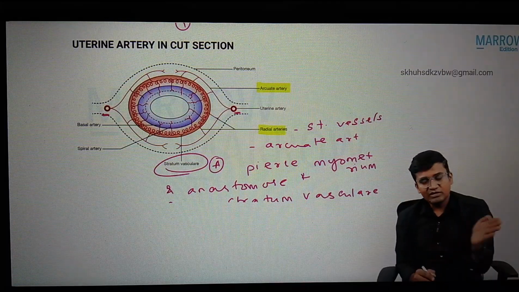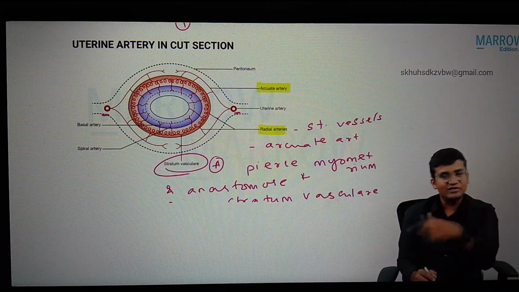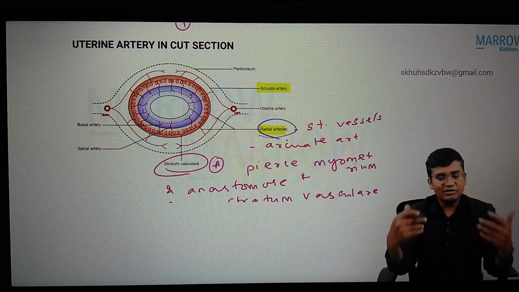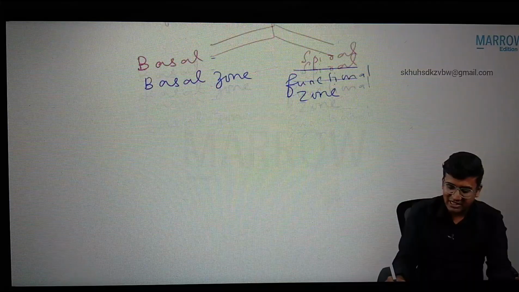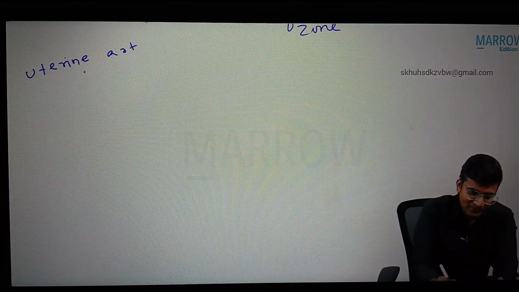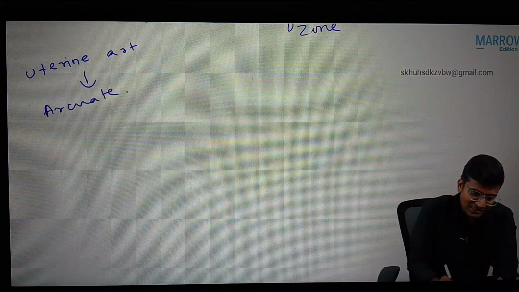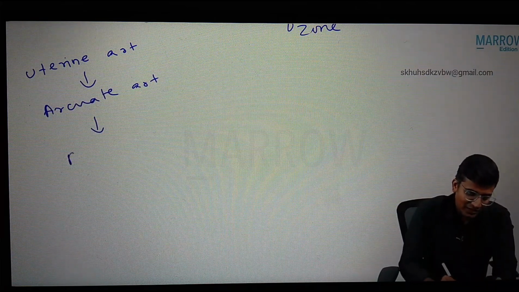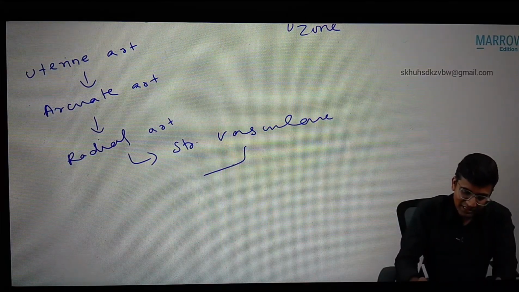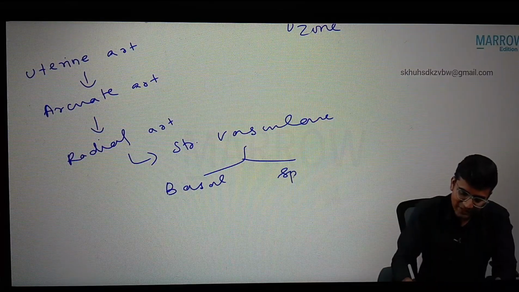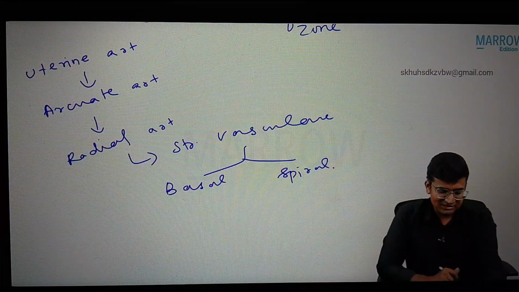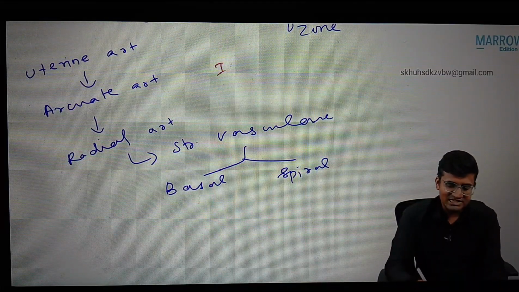So number one, uterine artery. From the uterine artery, you get the arcuate artery passing in the front side and back side. Now from the arcuate artery, we have the radial artery. The radial artery forms the stratum vasculare, and from the stratum vasculare, the basal artery and spiral artery. So the arteries in sequence: first uterine artery, then arcuate artery, then radial artery, then stratum vasculare, and then basal artery and spiral artery. Okay, this is the sequential pattern of the arteries. Again, expected question for the INICET exam.